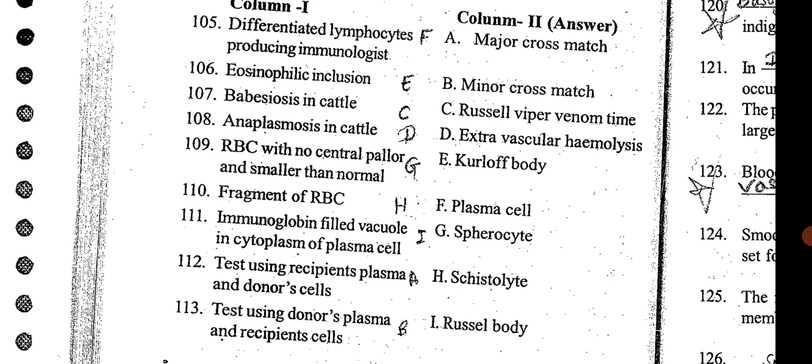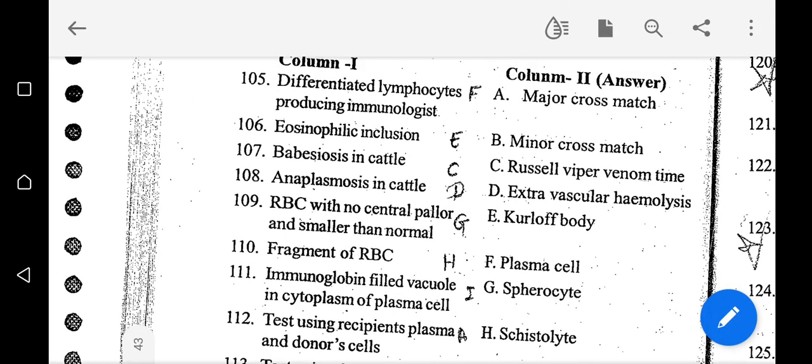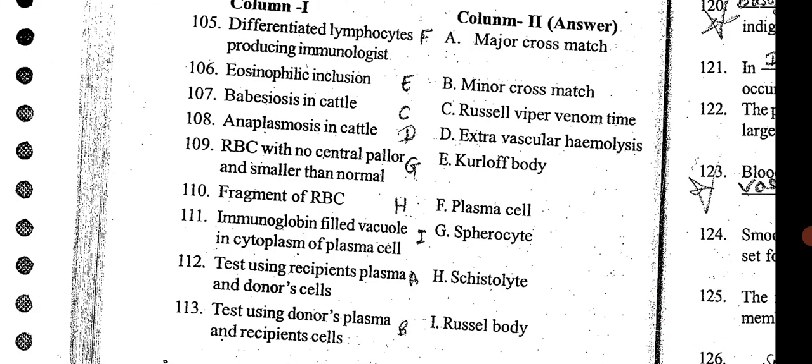And the test using the recipient's plasma. In case of major cross or minor cross, we only have to remember the major cross. In the major cross, if we are the donor and we are donating our blood to any patient, then if our cells are being tested, it will be the major cross. Major cross is the cross if the donor's cells are being tested.